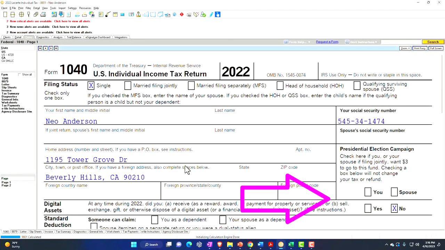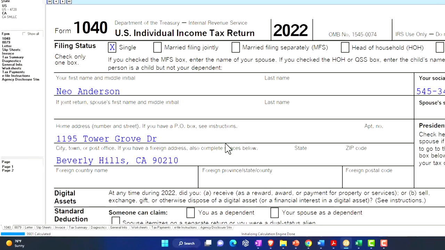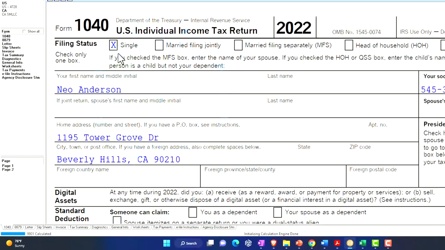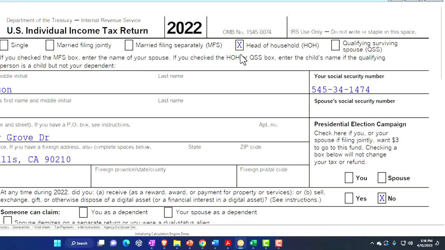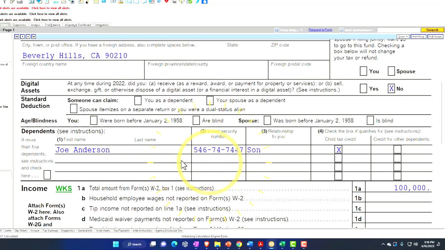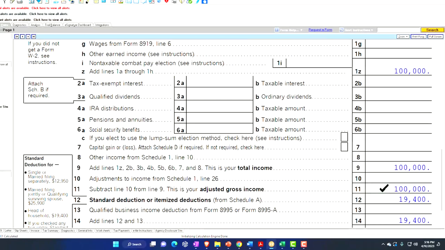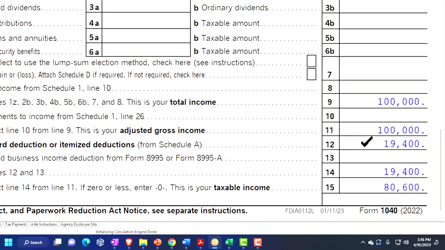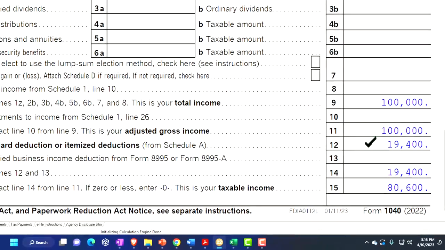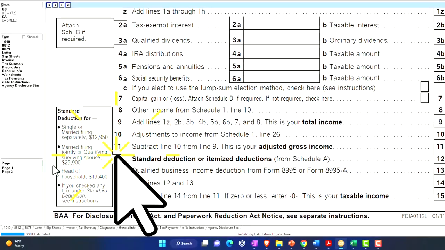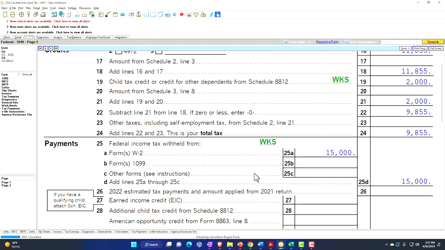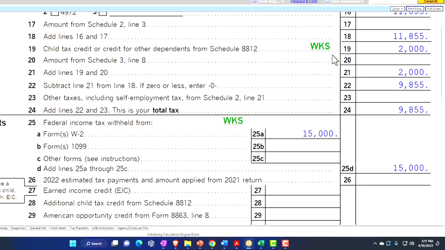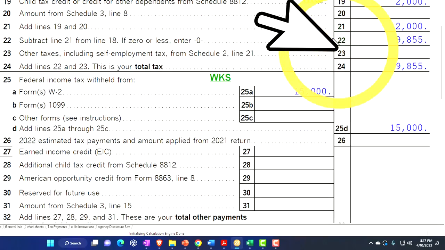Back to page one. Now we're going to be saying that there's one child. So when we add the child to it, it's going to generally move our filing status from single to head of household. Let's do that first. All right, so now filing status has moved to head of household. We've got the one child here, and now the standard deduction has increased to the 19,400 instead of the 12,950 for the single filer because we went to head of household. And then on the second page, we note that we have the child tax credit, but we don't have, of course, the earned income tax credit.